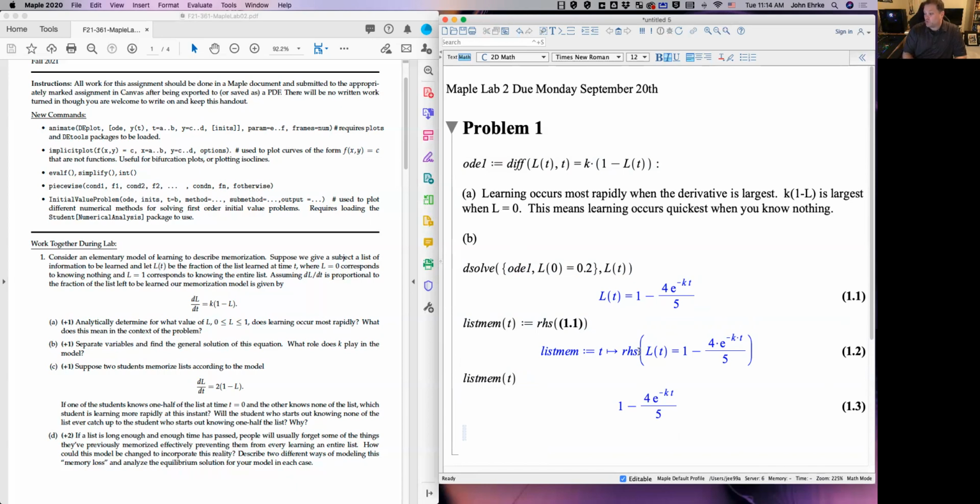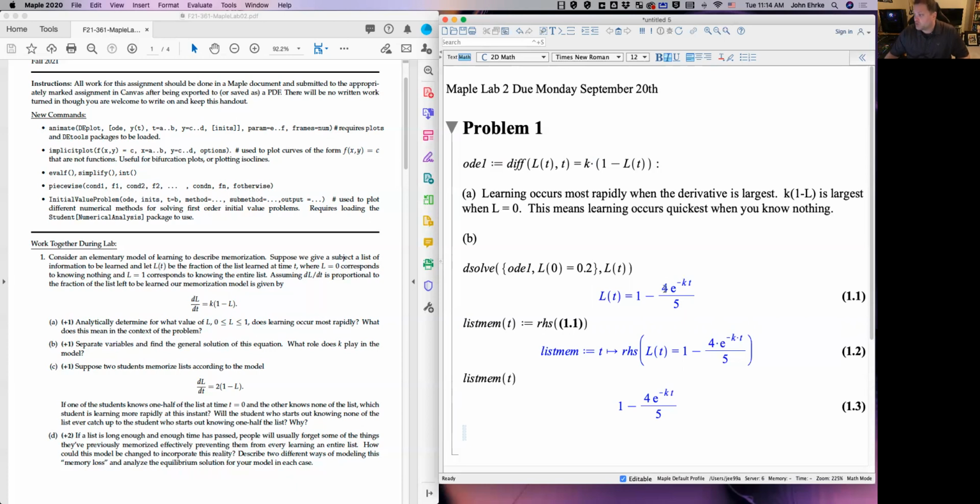It also asks what role does K play in the model? And you can see that for different values of K, because K is the decaying term, it's going to speed up the rate at which you learn. So K is related to the speed of learning.